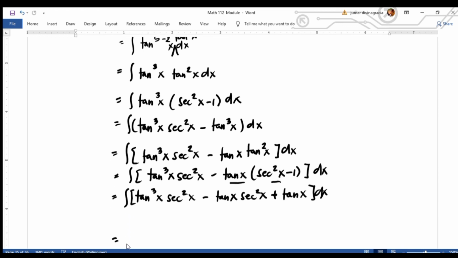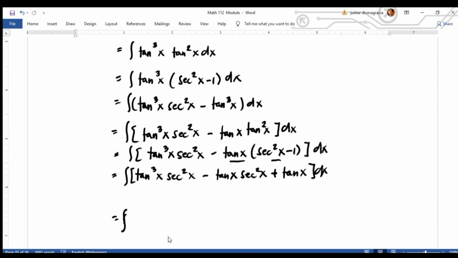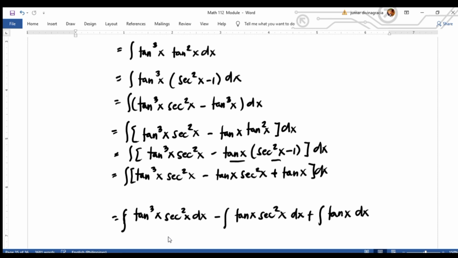Okay, let us integrate each term here. So we now have tangent to the power of 3 of x secant square of x dx minus the integral of tangent of x secant square of x dx plus the integral of tangent of x dx.